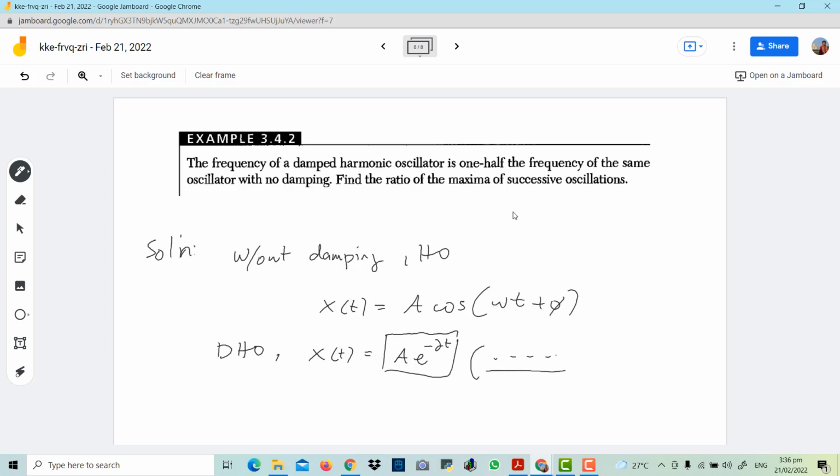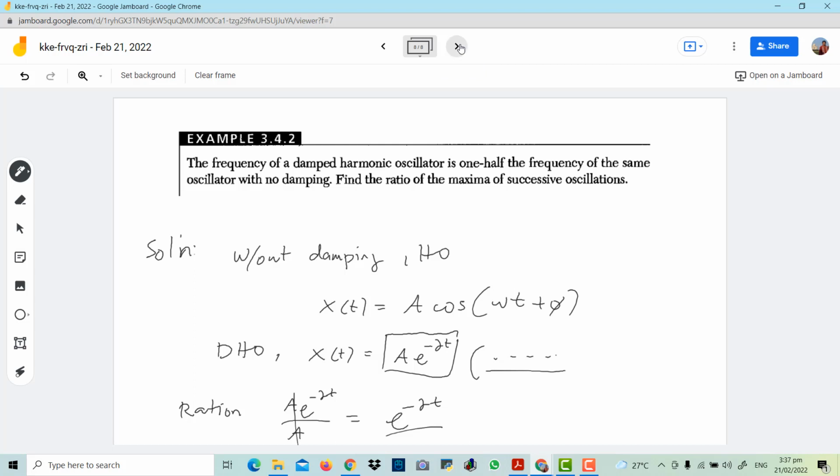So if you take the ratio of the amplitude with damping over without damping, what you will get is e to the minus gamma t over A, which is just equal to e to the minus gamma t. Right? This is now the ratio of the maxima of successive oscillations. Okay? The amplitude for the harmonic oscillator is just A, while for the damped harmonic oscillator it is an exponentially decreasing function.